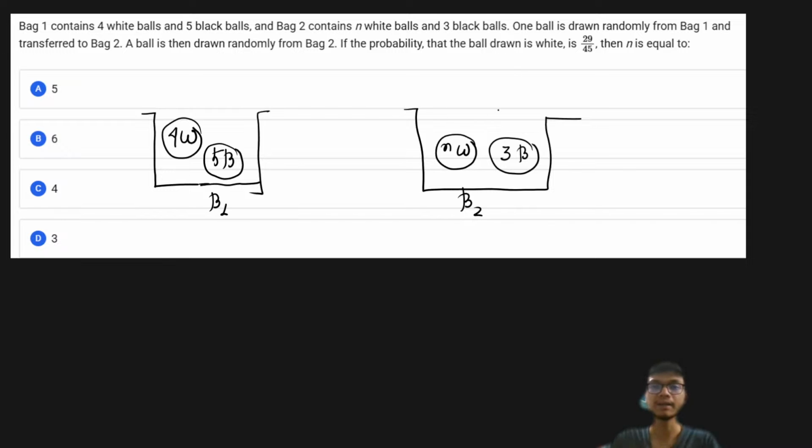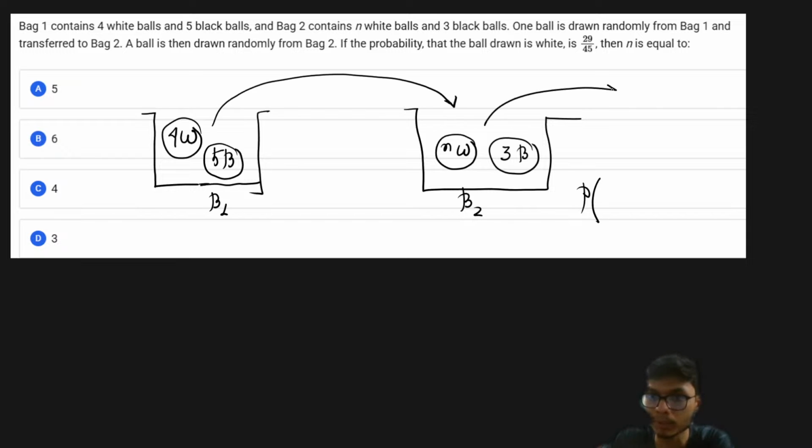Now it is said that one particular ball is drawn randomly from bag 1 and is transferred to bag 2, right? Now a ball is then drawn randomly from bag 2. It is given that the probability that the ball drawn is white is 29 upon 45. So it is more like a question of conditional probability, right? It is saying that once you take one ball from bag B1 and then take a ball from bag B2, the probability of getting a white ball is given as 29 upon 45, right?